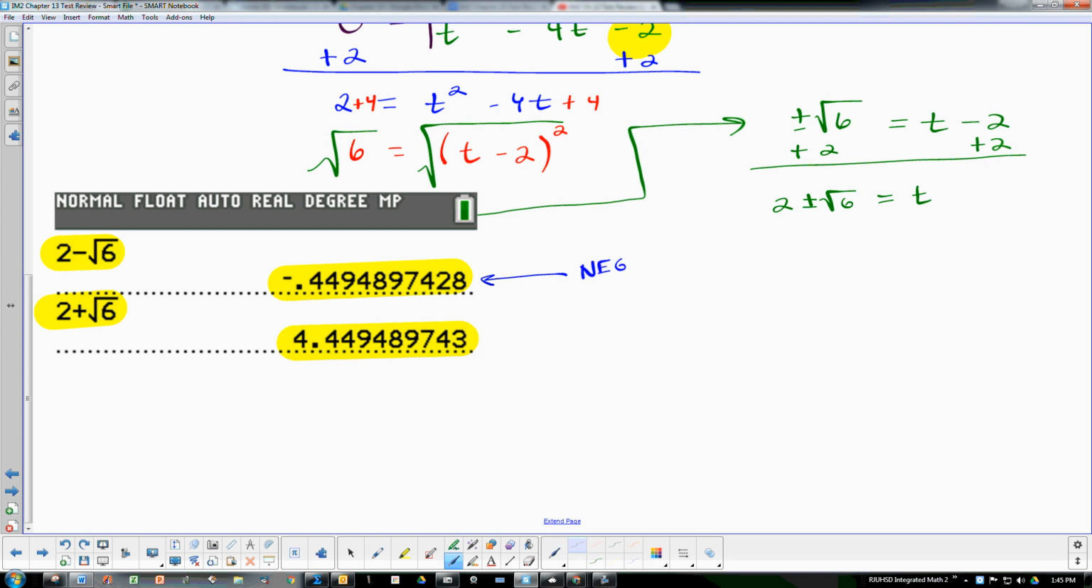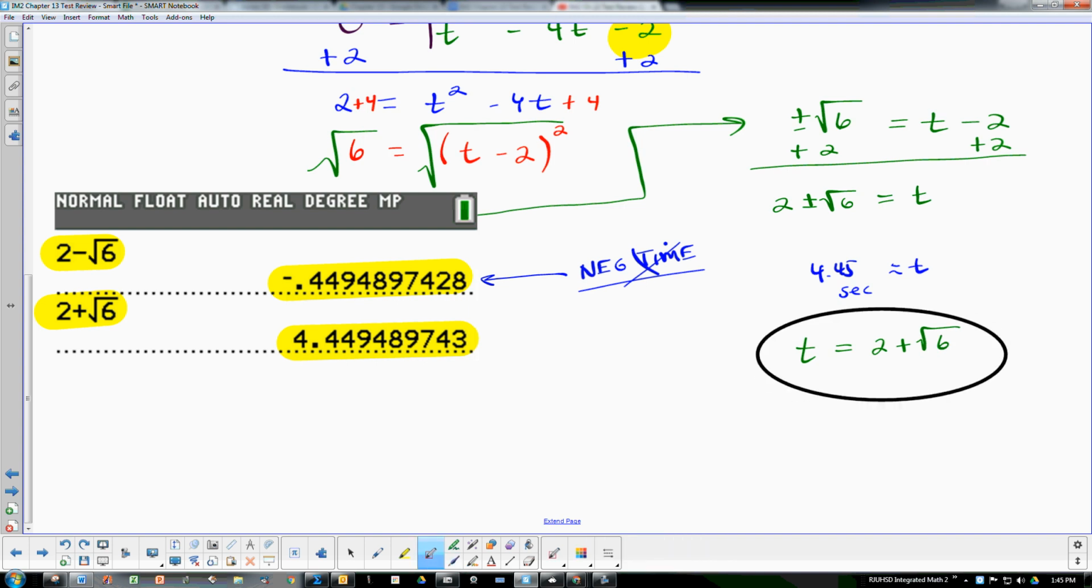So negative time, that's not going to happen in this kind of problem. So essentially we have time is approximately going to be 4.45 seconds. And the question asks us to leave it in exact form. So we would actually have to write t is equal to, not approximate, equal to 2 plus root 6. All right, let's move on.